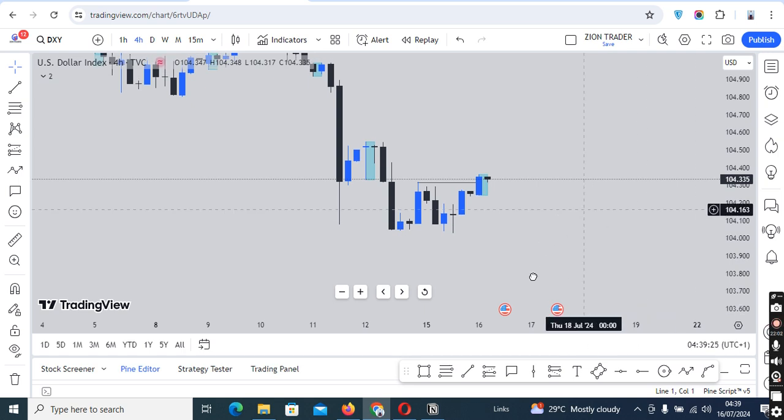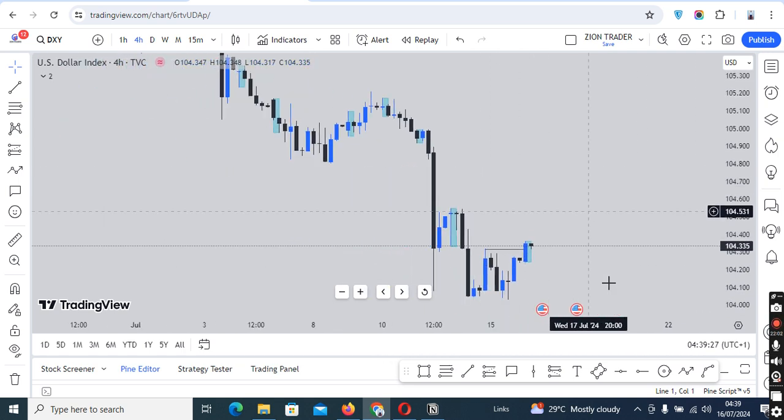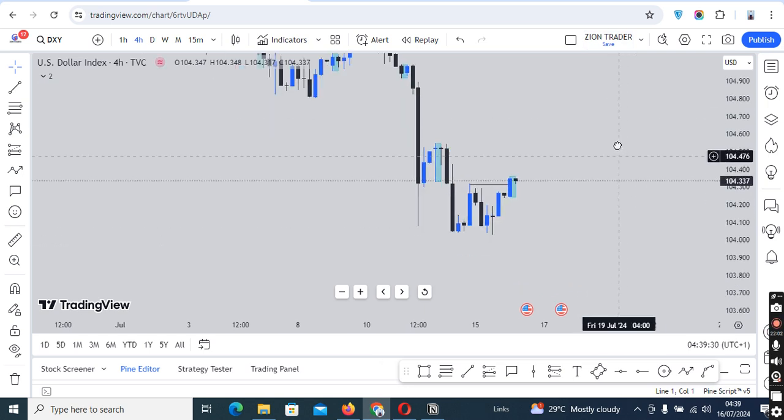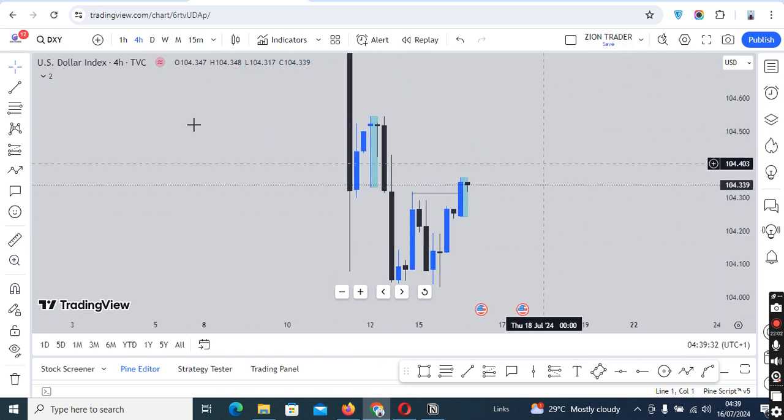Throughout this week I'm actually looking at DXY on the buy side, right? So I'm looking at DXY going to be buying.